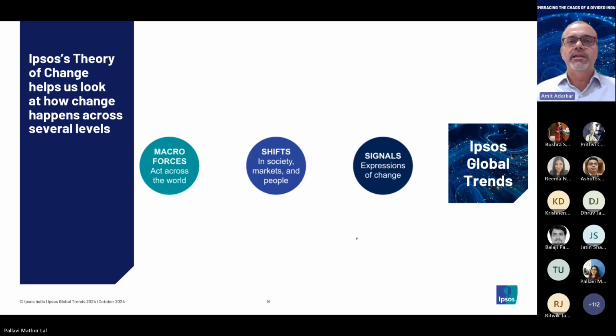Now you'll see that on the left, there is something called macro forces. Usually macro forces are there, but they're hidden in plain sight. They're all around us, but somehow we don't tend to notice them, partly because they are really long term. An example, demographics. For the first time in history, the world is aging quite fast. We're going to hit this milestone in this century where the world population will actually start degrowing.